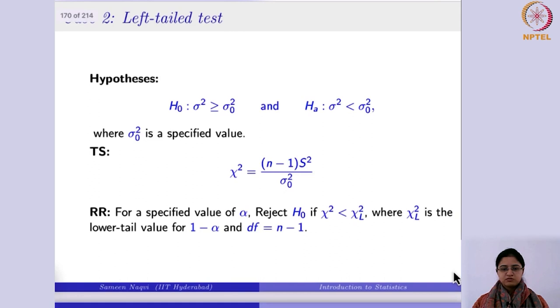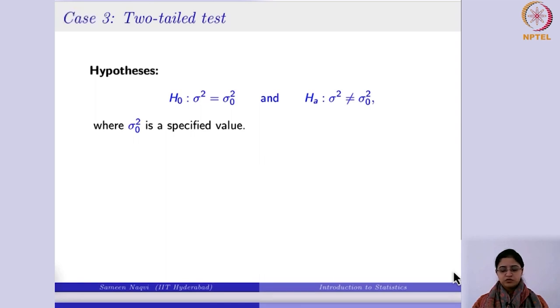And in this case, because it is left tail, you are working with the lower tail value. So if this is your chi square, you are basically working with some value here, right? So this would be your chi square L. And here, this is basically your alpha. So again, if the value that you have calculated is falling in this shaded portion, it means you are going to reject the null hypothesis.